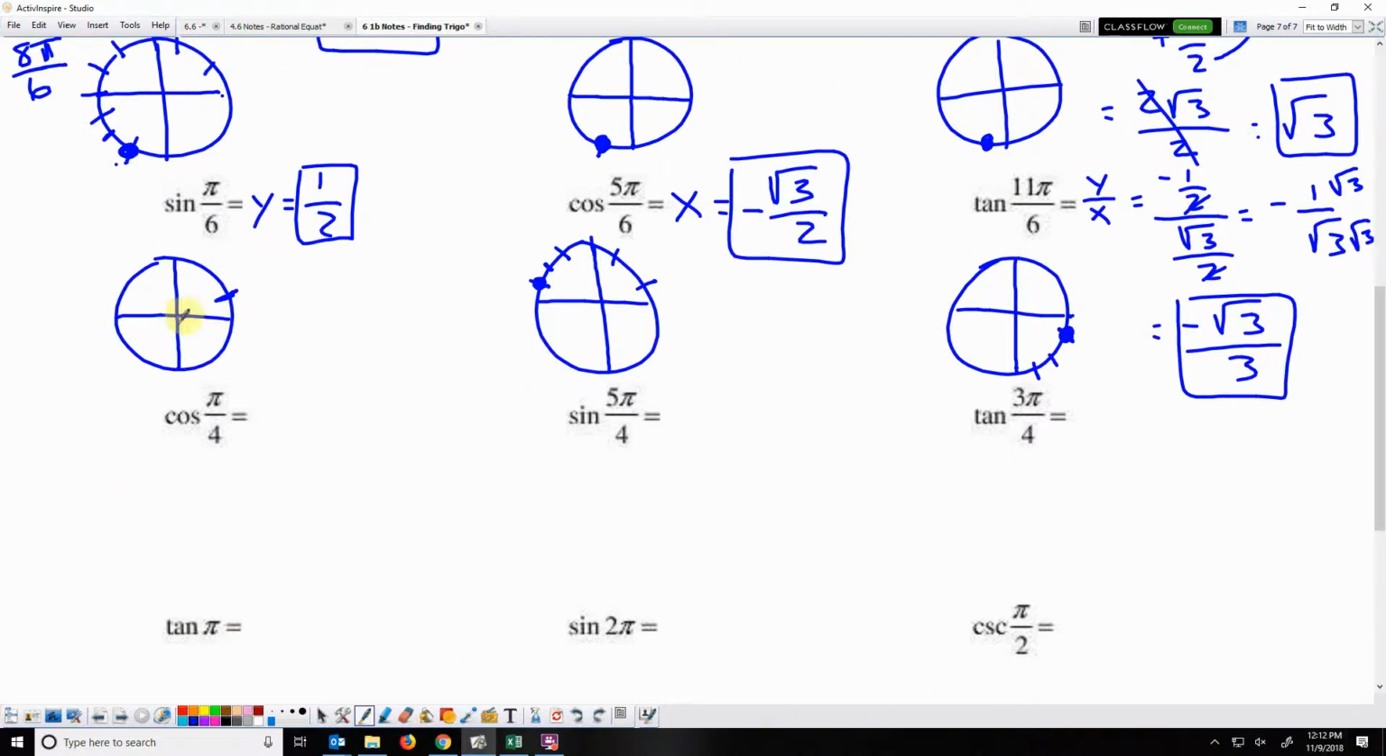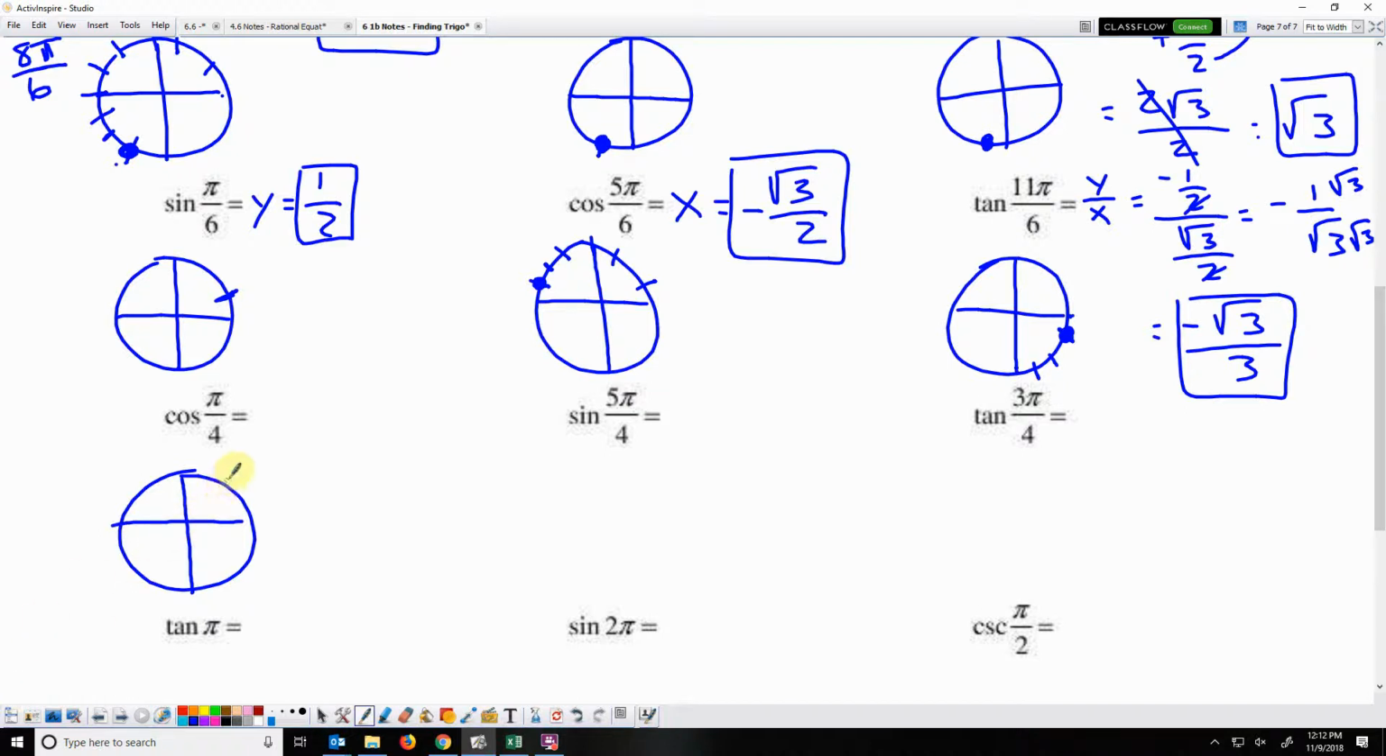So the goal is that you'll be able to start visualizing these places on the unit circle in your head and not have to draw these pictures. But again, I can't really translate what's in my head through this video without actually drawing the picture. So I want you to try to be able to do these without drawing pictures.